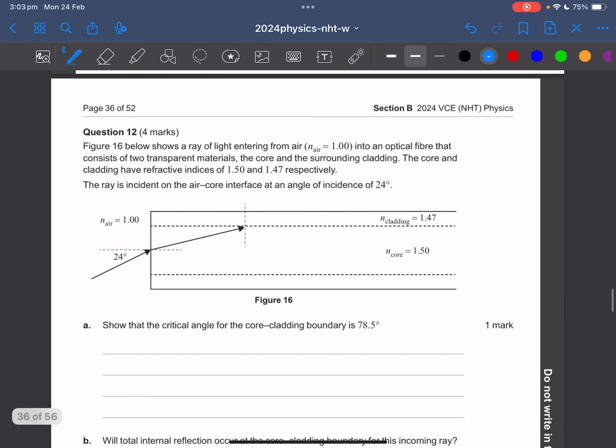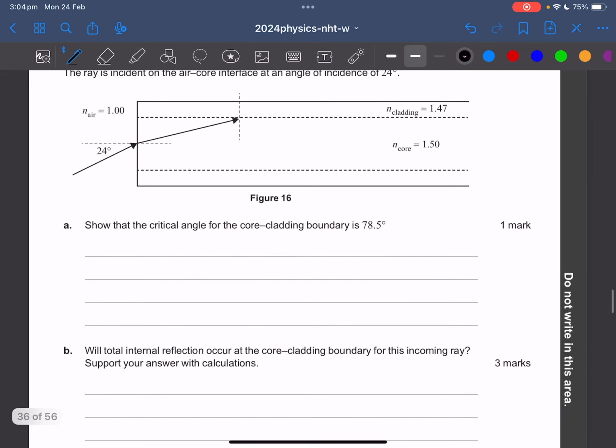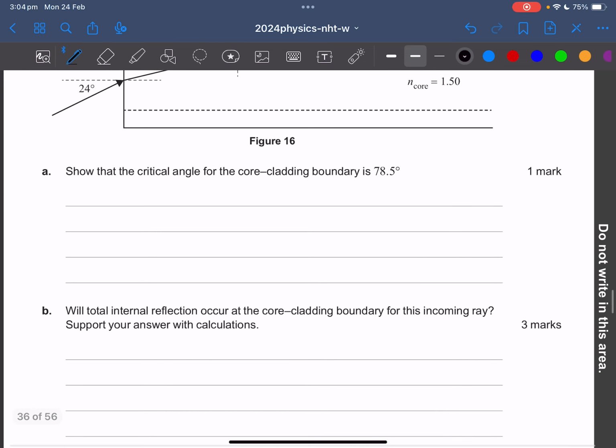Alright, so figure 16 shows below a ray of light entering from air in an optical fiber that consists of two transparent materials, the core and the surrounding cladding. The core and cladding have refractive indices of 1.5 and 1.47 respectively. The ray is incident on the air core interface at an angle of incidence of 24 degrees. Show that the critical angle for core cladding boundary is 78.5 degrees.